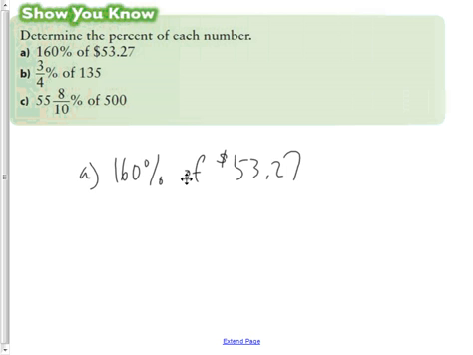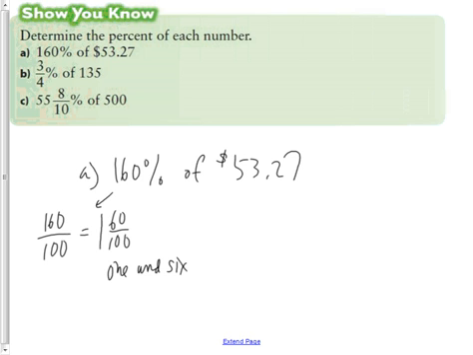So the first thing we have to figure out is what is 160% as a decimal. So 160% as a fraction would be 160 out of 100, which is an improper fraction. As a mixed fraction, it would be 1 and 60 hundredths. Now, that insignificant zero there is not a needed one. You can have 1 and 6 tenths as well, and that's what we'll use.